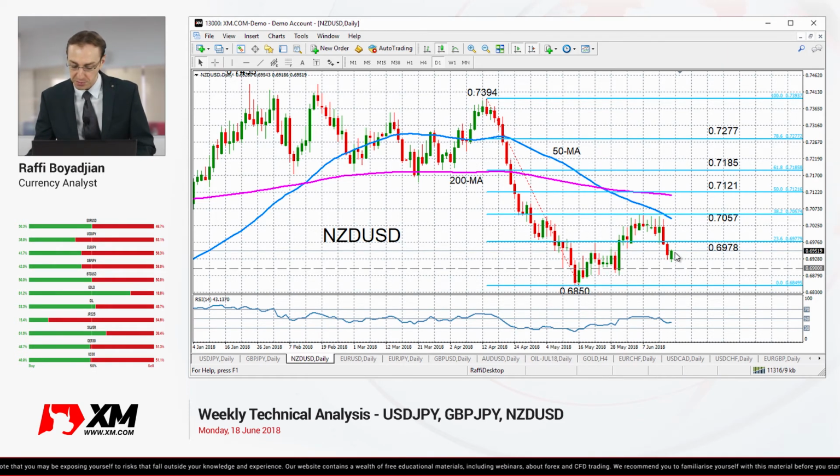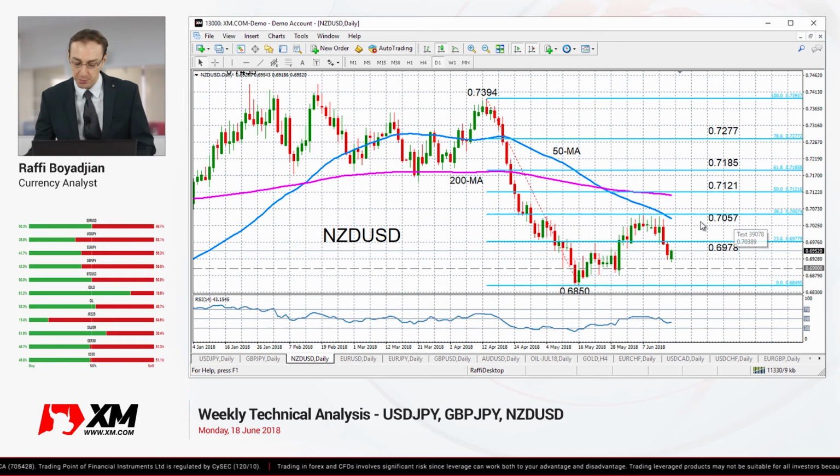But if we were to see the upside momentum gaining some strength, resistance would likely come from the 23.6% Fibonacci of the down leg from 0.7394 to 0.6850. That's around 0.6978. A break above that level would take prices back towards that very strong resistance of the 38.2% Fibonacci at around 0.7058.